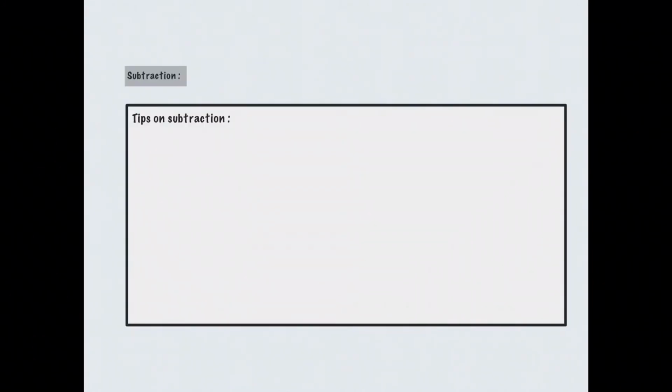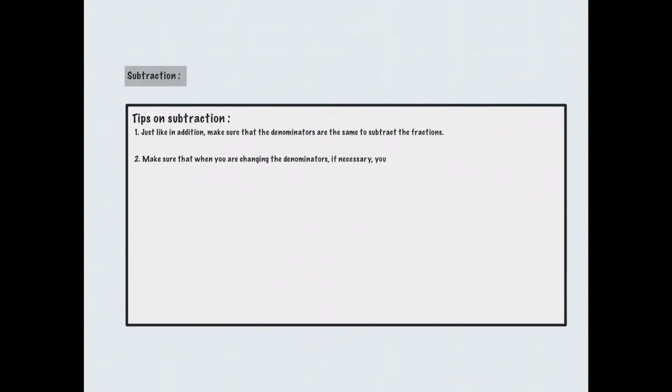And now for some tips on subtraction. These are just 3 tips that will help you subtract fractions very easily. The first one is, just like in addition, make sure that the denominators are the same to subtract the fractions, and make sure that when you are changing the denominators, it's necessary that you find their LCM. And finally, do not subtract the denominators away from each other.